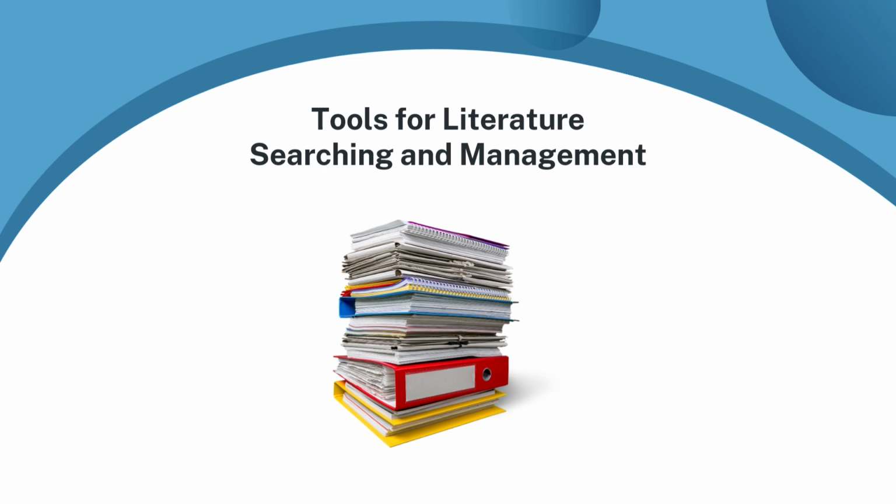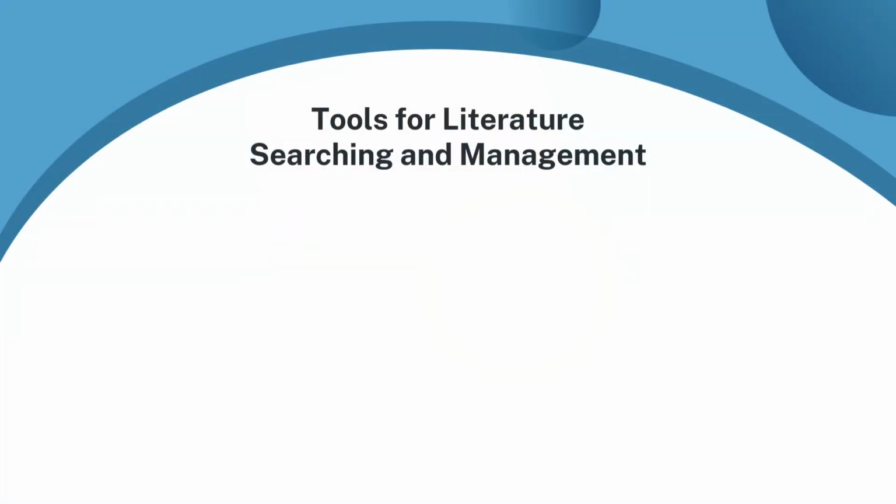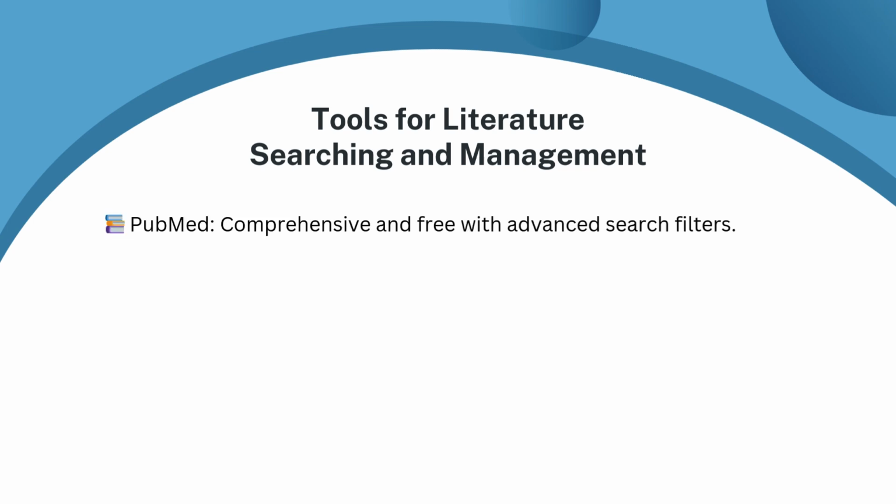Tools for literature searching and management. Let's start with the foundation of critical appraisal, the literature search. The quality of your appraisal depends heavily on the quality of the studies you find. Here are three essential tools to get you started. PubMed. This is a go-to resource for most of us. It's free, comprehensive, and allows advanced search features. For example, you can filter results by publication type, date, or even language to narrow down your search.